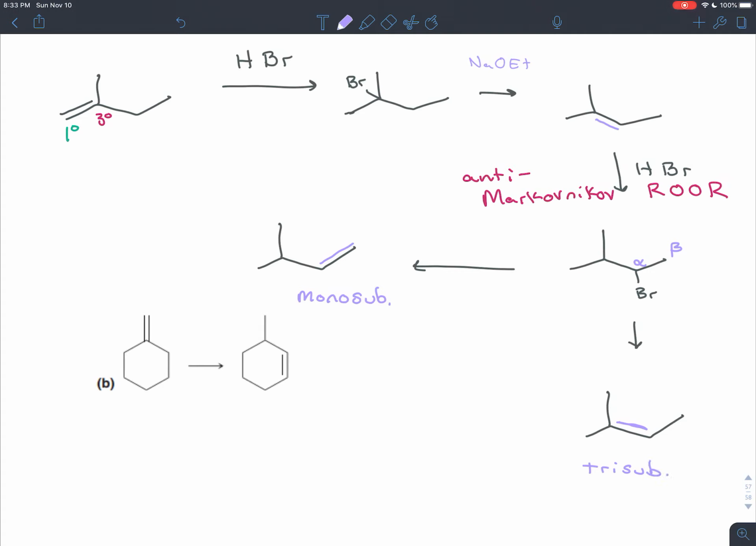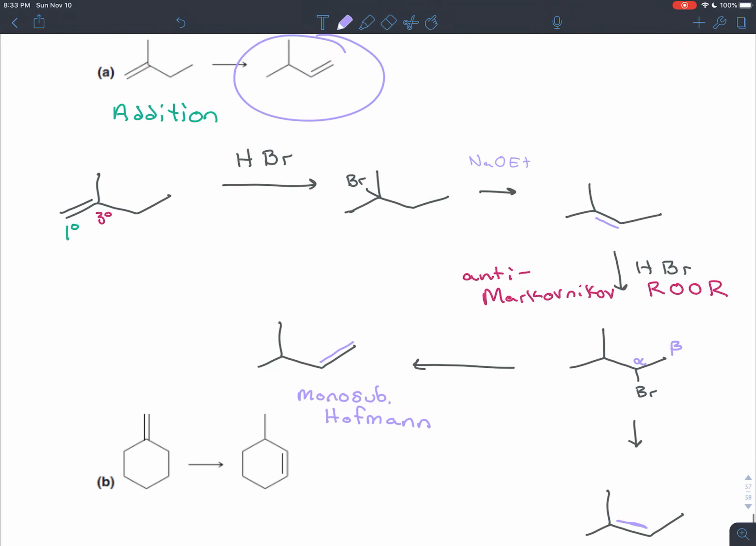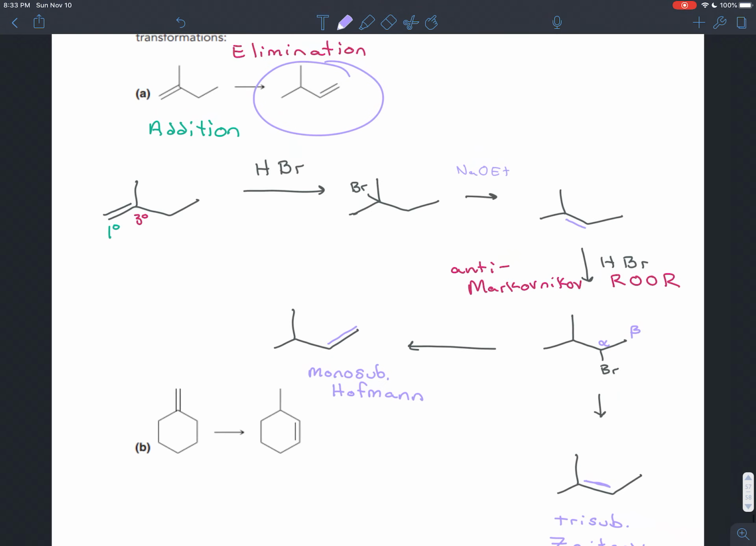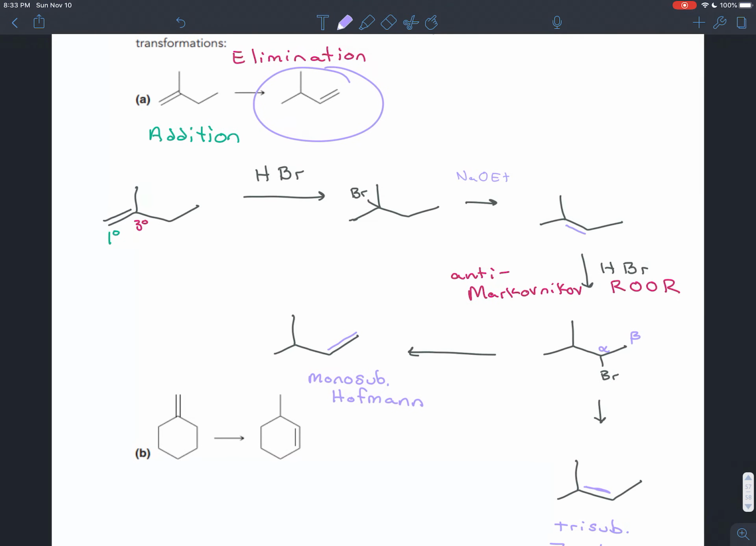So the more substituted, more stable one is the Zaitsev product, the tri-substituted, and the less substituted, less stable one is the Hofmann product. We want the Hofmann product, the less substituted Hofmann product. So how do you get that? You use a bulky base. This is less substituted. Another way of saying that is it's less crowded. What would prefer a less crowded space?